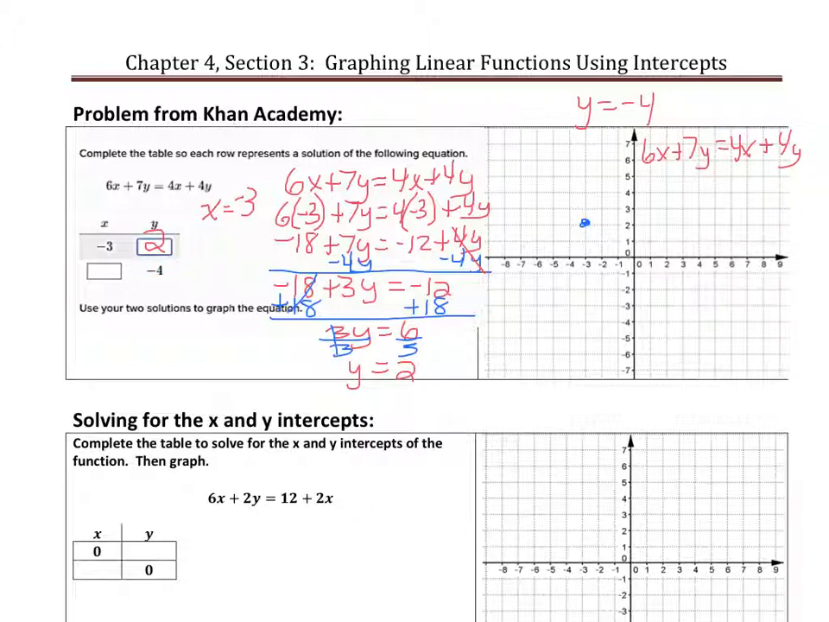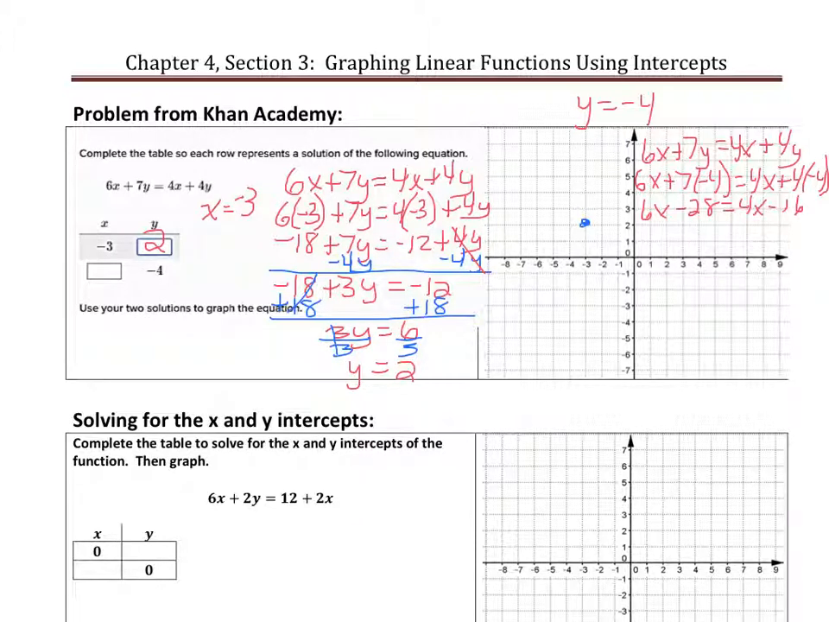And then I'm going to solve for x. 6x plus 7, I'm going to replace my y with negative 4, equals 4x plus 4, and again, I'm going to replace that y with negative 4. I have 6x minus 28 equals 4x minus 16.